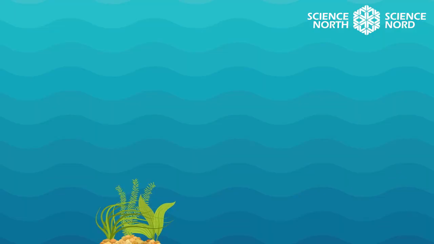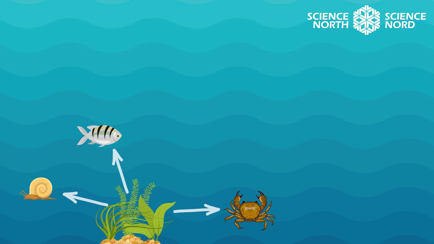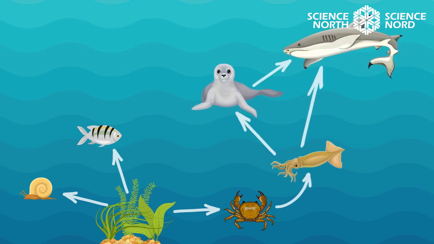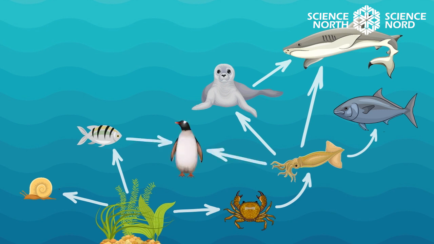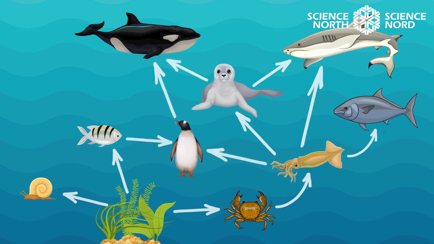Now, the food chain isn't linear. In the real world, animals don't eat just one organism. They eat multiple different things. So for example, seaweed can not only be eaten by crabs, but also other fish and snails. And the same goes for the squid, which is also eaten by seals, sharks, and even larger fish. All of these food chains are then interconnected and combined to form something called a food web. A food web is a more realistic depiction of what actually goes on in an ecosystem.